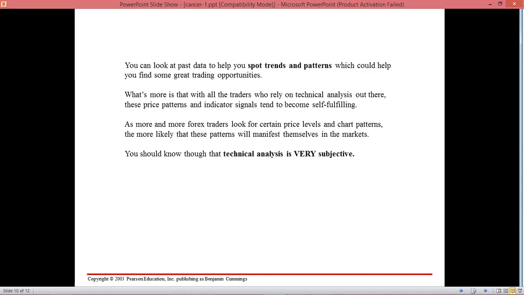You should know though that technical analysis is very subjective. It is subjective to what? To fundamental analysis, because fundamental is actually what determines where the market is going in the long run. Technical analysis reveals to you what the market is currently doing.